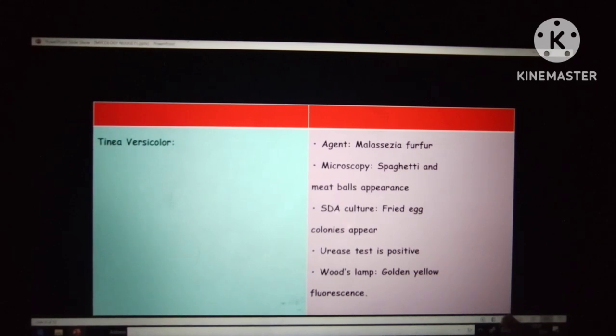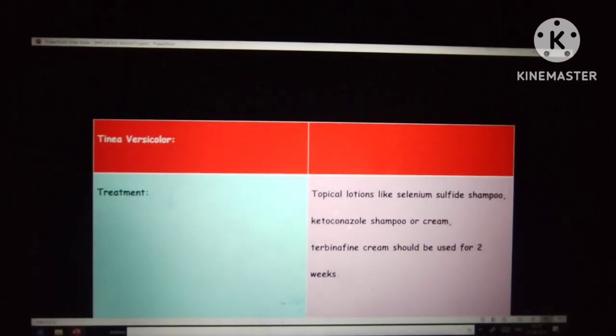Coming next, what is the treatment? Just remember the names, that's enough: selenium sulfide shampoo, or ketoconazole shampoo or cream, or terbinafine cream, which can be used for about 2 weeks.